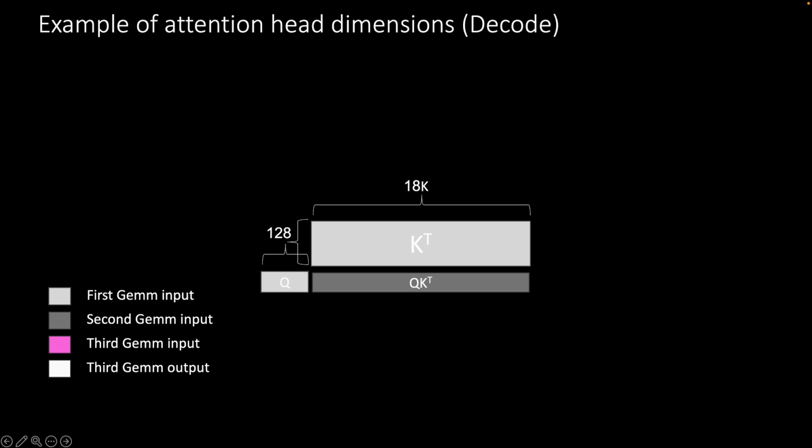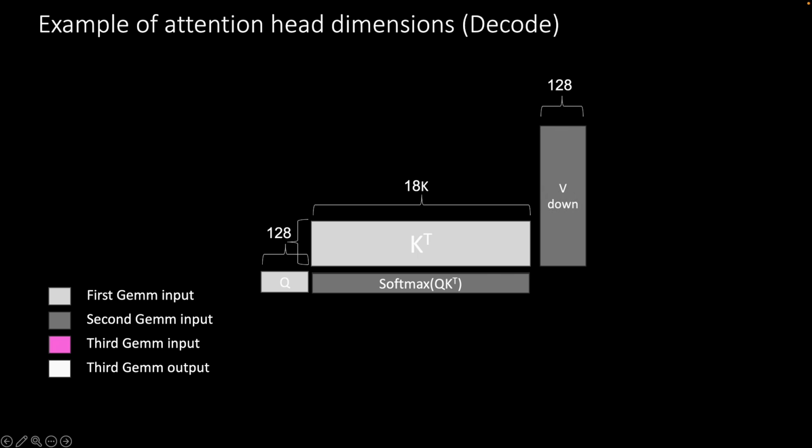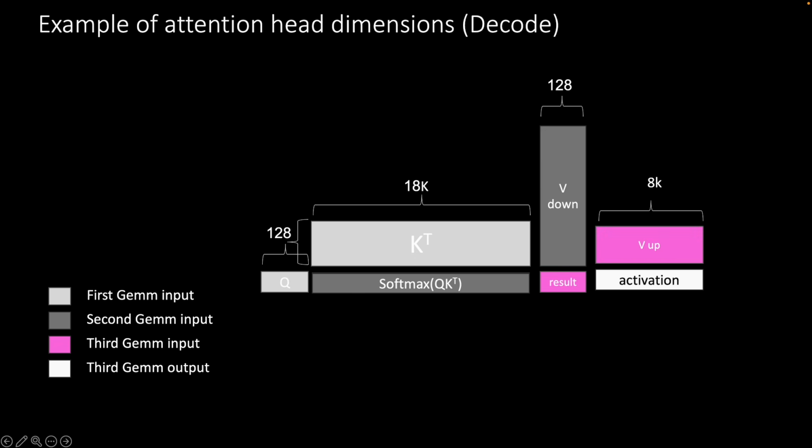We have the QK transpose matrix. Usually we multiply by the square root of the head dimension, but in this case we will skip that. And we apply softmax on that matrix, row-wise. Then we have to multiply that matrix by the V down matrix, which gives us the result, and then again by the V up matrix, which returns us to the embedding space. So this is how the attention block looks.